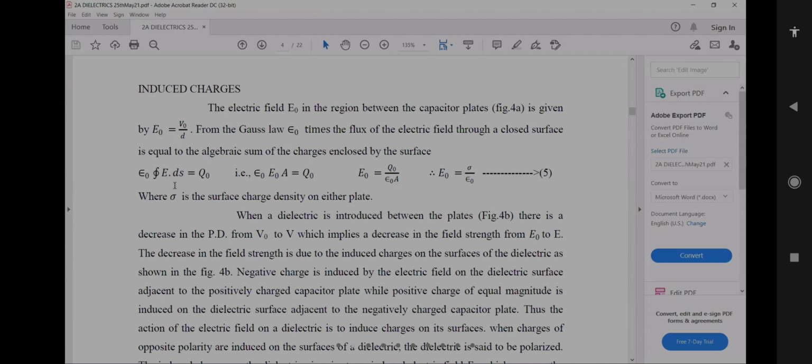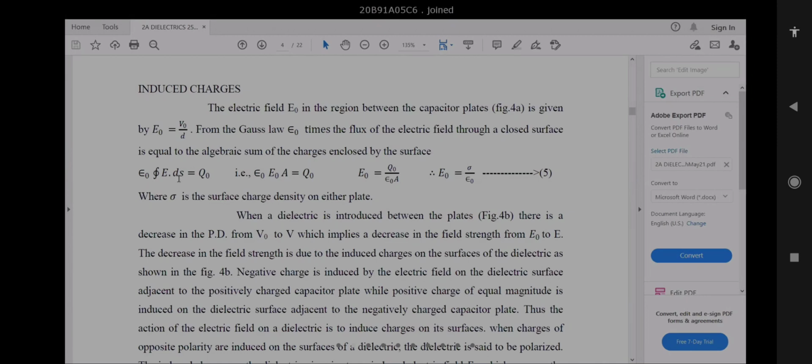Here ds is the surface area. E is constant throughout the surface. So E into integral ds, and integral ds means that is S, where S is the surface area of the capacitor plate. So then that is A, capital A.